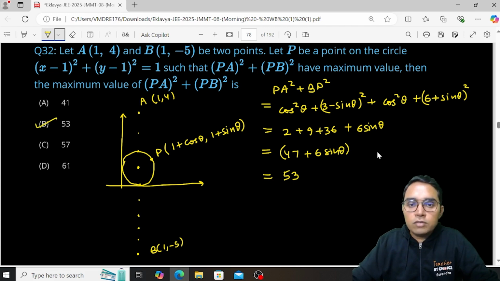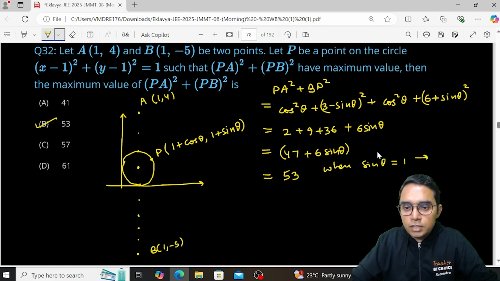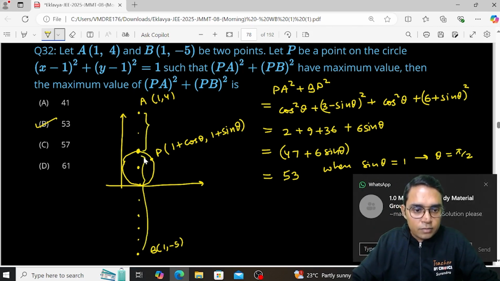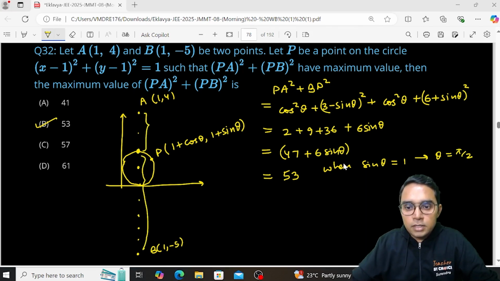So the answer of this question will be B. And this is when sin theta is 1. Sin theta is 1 means theta is pi by 2. So that point should be here. And you can verify when you take P here, then these lengths will be such that the sum of the squares of these would be 53. Okay. Now coming to the next question.